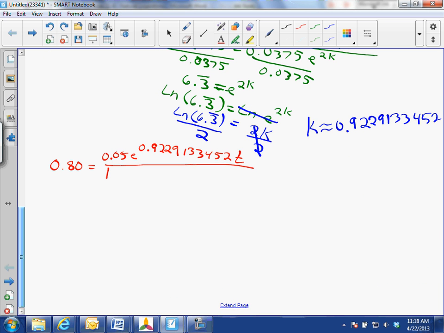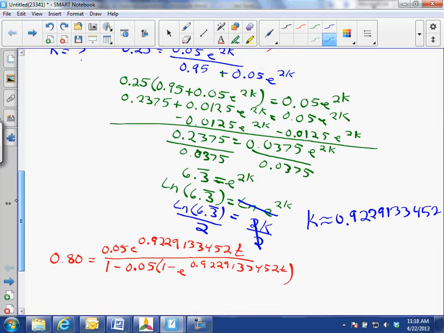1 minus e to the big long decimal. As long as you remember to put it back in, it's basically the same process as what we just did. I would distribute through and then simplify. So we can just fast forward.